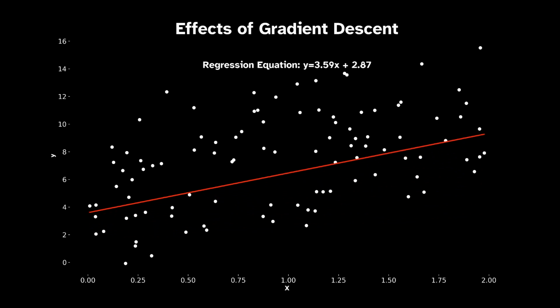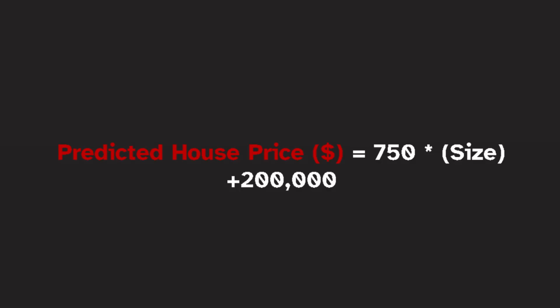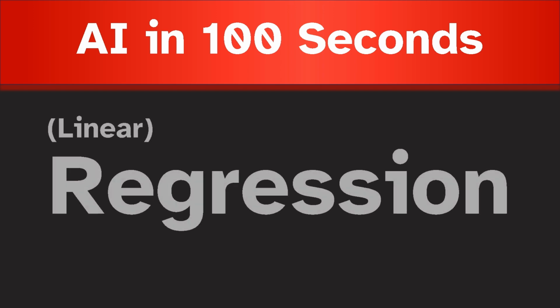In regression, this means starting with a random guess for this equation and then making tiny adjustments to reduce the difference between the predicted outputs and the actual outputs until eventually you find the best fitting equation. That is the regression equation, and this is regression in 100 seconds.